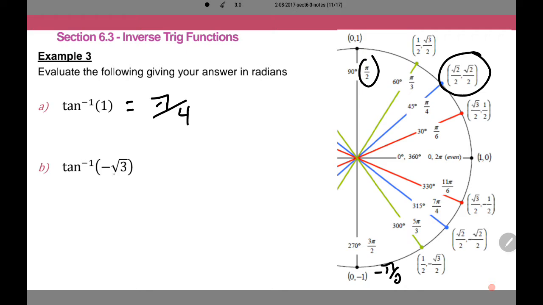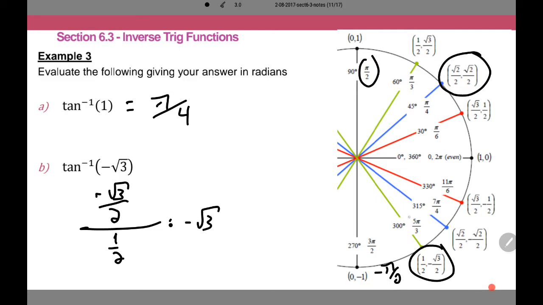And here, with the negative square root of 3 on part B, I need values that will give me a negative. So that means I need to be down at the bottom of my unit circle because then my sine value is negative there. And I need something to get a square root of 3 out of that. And if I look down here, the negative square root of 3 over 2 divided by 1/2 is equal to negative square root of 3. So that means my value would go with that 5 pi over 3.